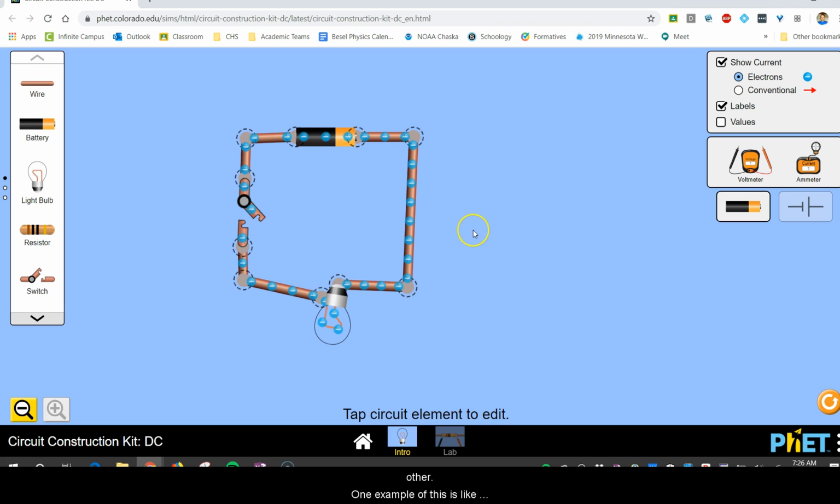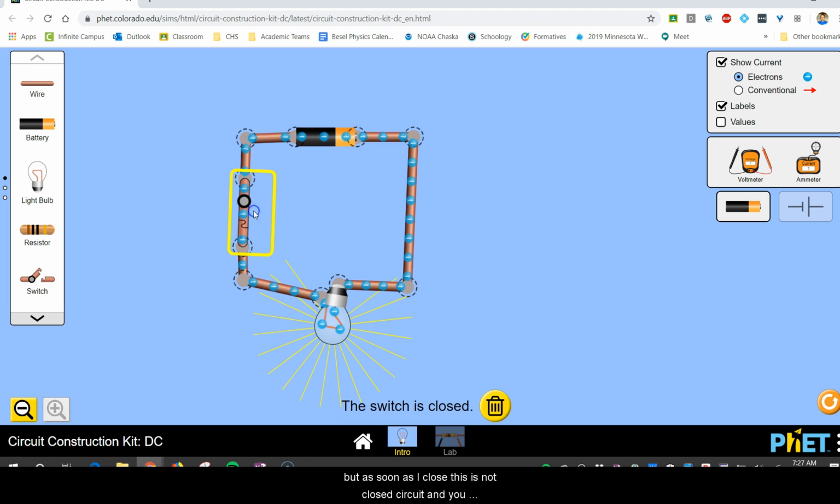One example of this is like the simulation that I had you do previously. So we can see that this is an open circuit because this little guy is open here, and there's nothing happening. But as soon as I close this is now a closed circuit, and you can see that the electrons can now move. They're moving around the circuit, and as they go through the light, now that causes the light bulb to actually work. Electrons actually move much faster than this, but this is just slowed down so that you can actually see what's going on.